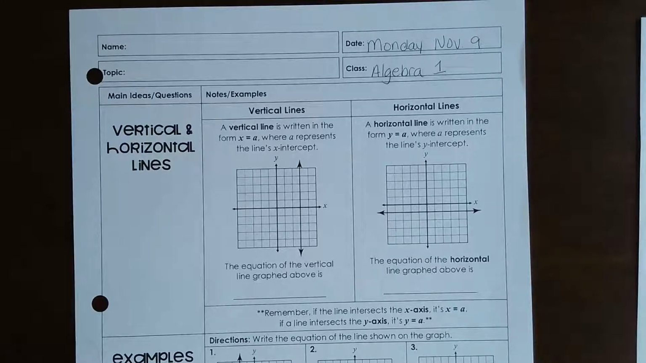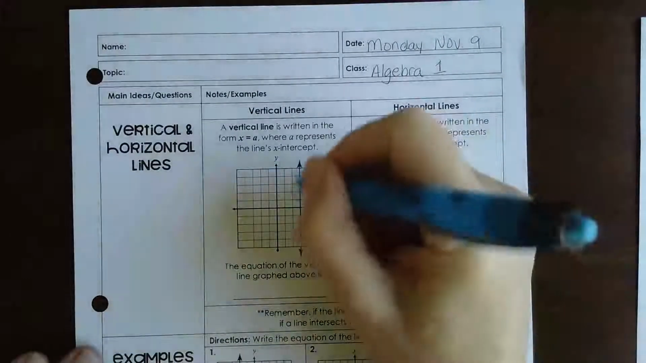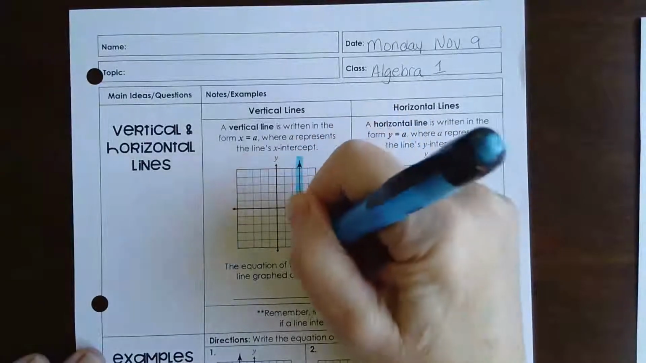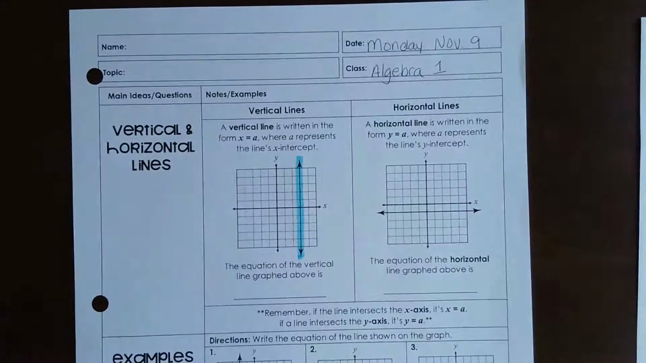A vertical line is one that goes straight up and down. On this example here, this is our vertical line. It's written in the form of x equals a, where a represents the line's x-intercept. So where is that line crossing the x-axis?